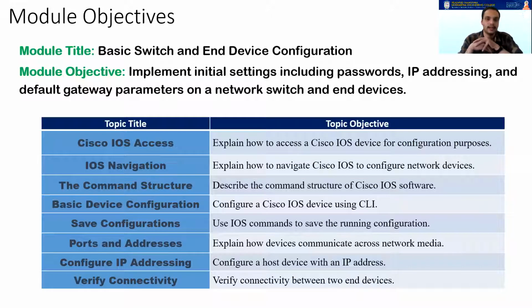As usual, these are the different objectives for this particular module. The first one is to learn about Cisco IOS. How do you access Cisco IOS? How do you navigate within Cisco IOS? What is its command structure? What are the different basic steps for device configuration? How do you save these configurations? What do you mean by the different addresses, IP addresses? How do you assign these IP addresses? How do you configure these addresses? And finally, how do you verify the connectivity between these devices?